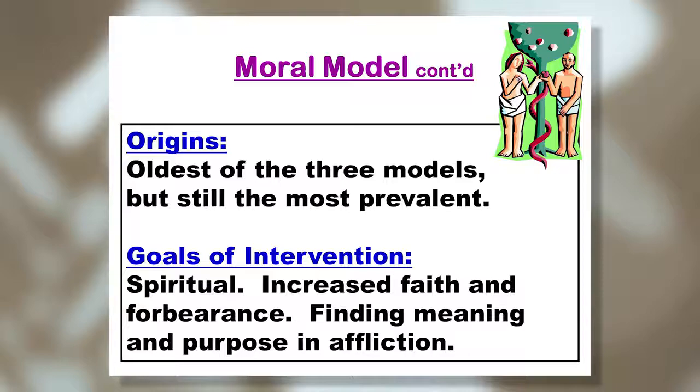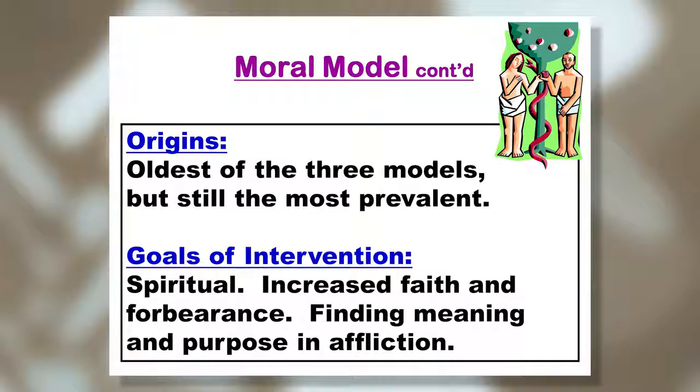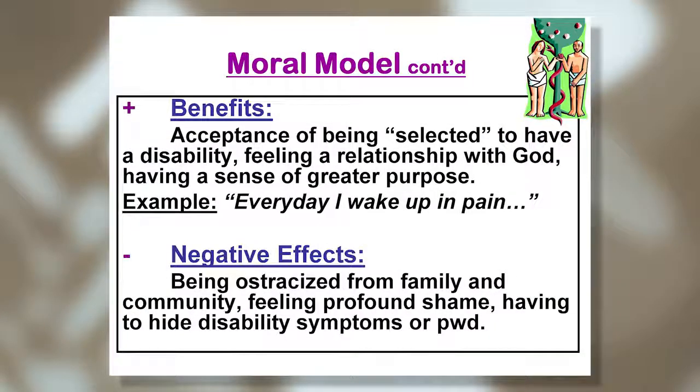So if disability is a sin or a lesion on the soul, then the goal of intervention here would be spiritual or increased faith, forbearance, finding meaning and a purpose in what might be called the affliction. But every model has its benefits and its negative effects. So the benefit of the moral model is perhaps feeling like you're being selected, having a relationship with God, feeling a sense of greater purpose.